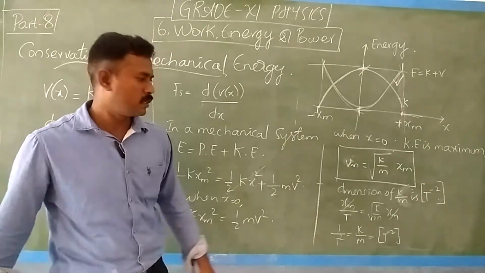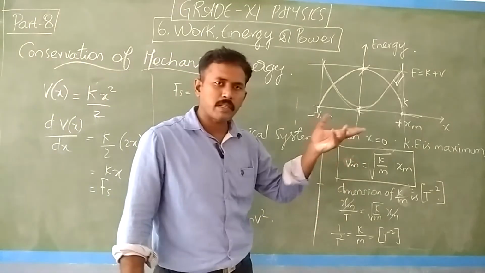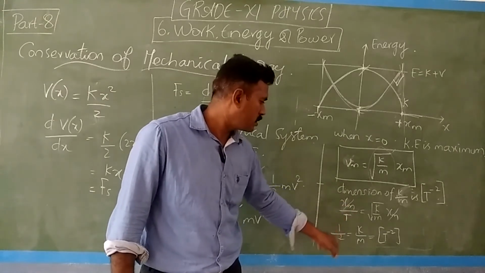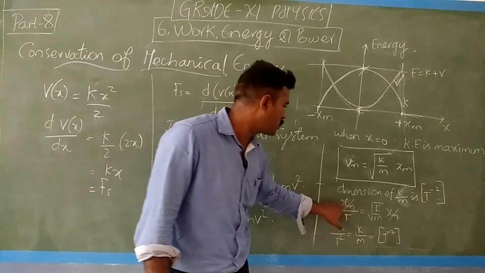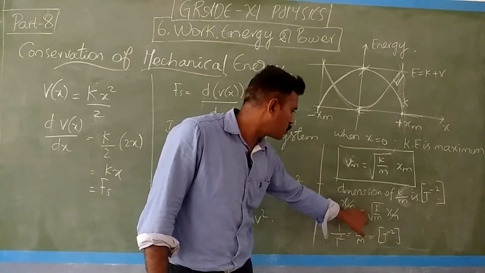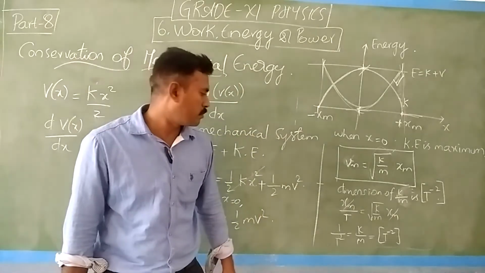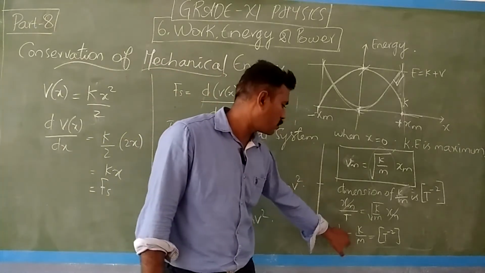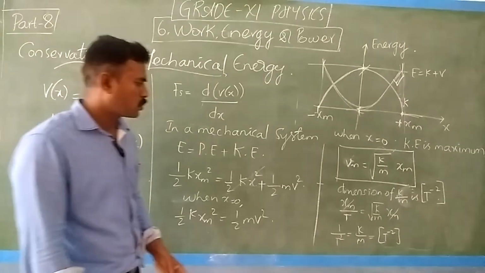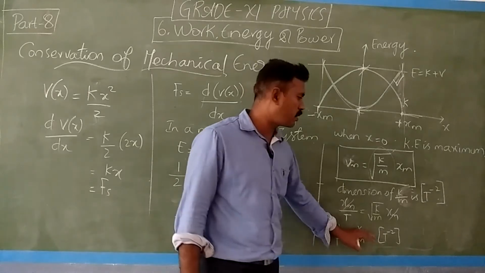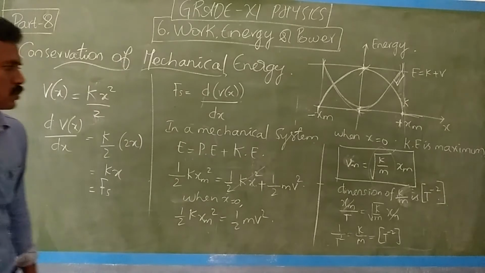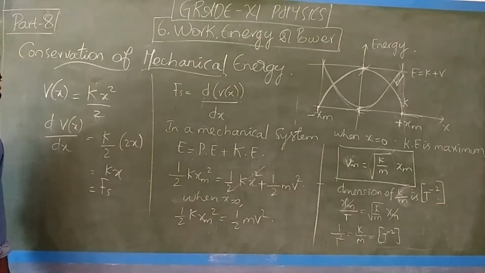Listen, okay? So velocity is displacement by time. x m is the displacement, so x m by t. When I square on both sides, x m is common on both sides, so it cancels. Then 1 by t equal to square root of k by m. So 1 by t square equal to k by m. So T power minus 2. That is the dimension of k by m. So you pause the video, students, and make a note of this.